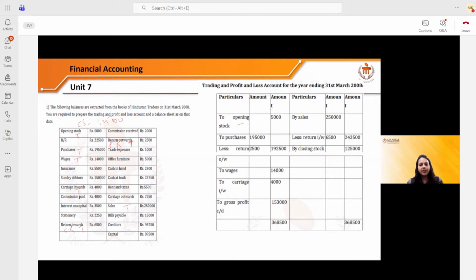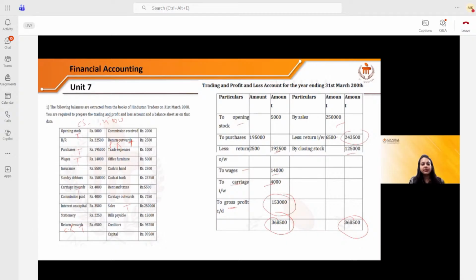So opening stock, debit side. Purchase return is deducted from the purchase, then total purchase is 1,90,000. Wages, we have put wages. Carriage 4,000. Next, sales is 2,50,000. Then we have to deduct sales return. Sales minus sales return, we have deducted. Then total sales will be this. Closing stock 1,25,000. This side is bigger, so gross profit will come. The balancing amount is called gross profit, and it makes the totals equal.